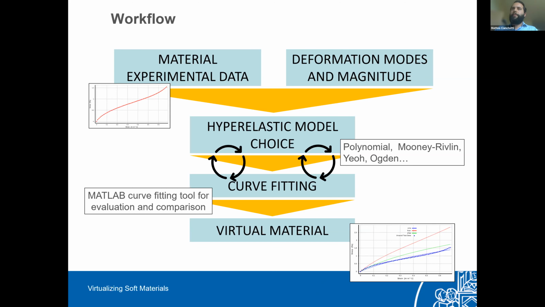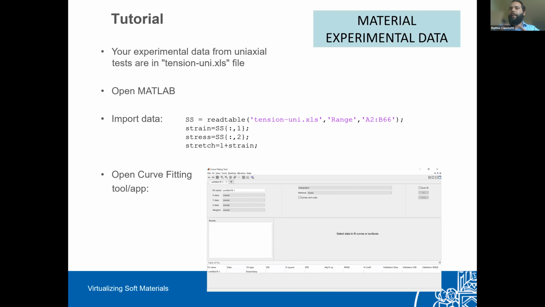Okay, so the tutorial is divided into a few phases. The first part is about the extraction and usage of material experimental data. You have this Excel file called tension uni Excel. This is where the experimental data that I'm providing you are stored. If you open MATLAB, you need to import this data as single vectors. You can use your own code if you like, or very simply, you can use these few lines to create three vectors: the strain vector, the stress vector, and also the stretch vector.